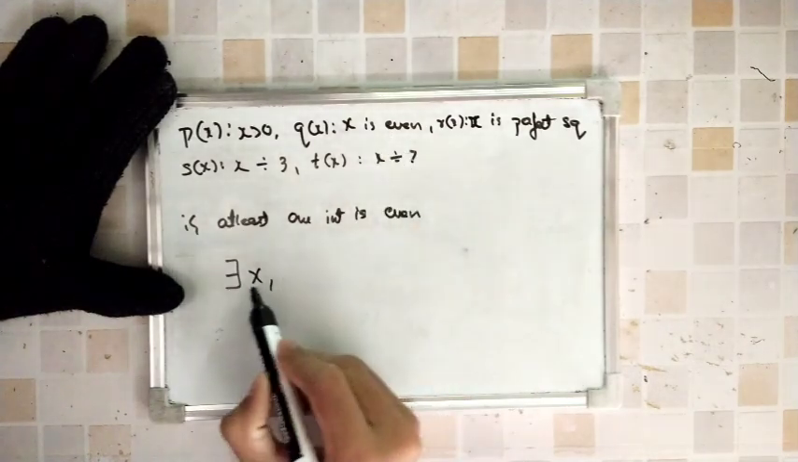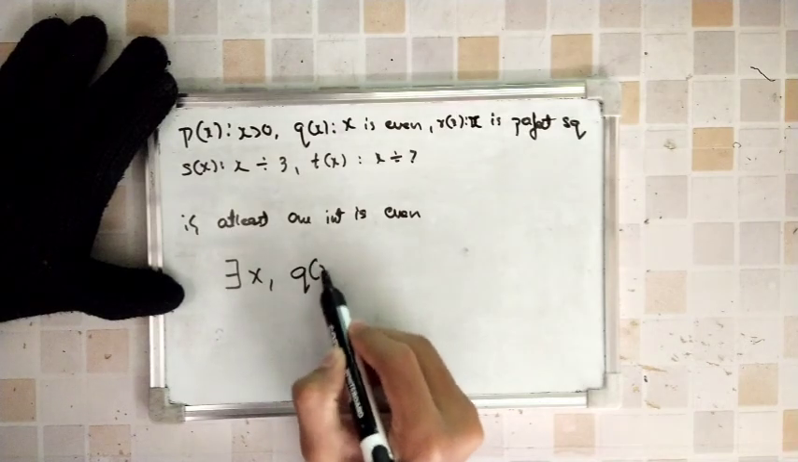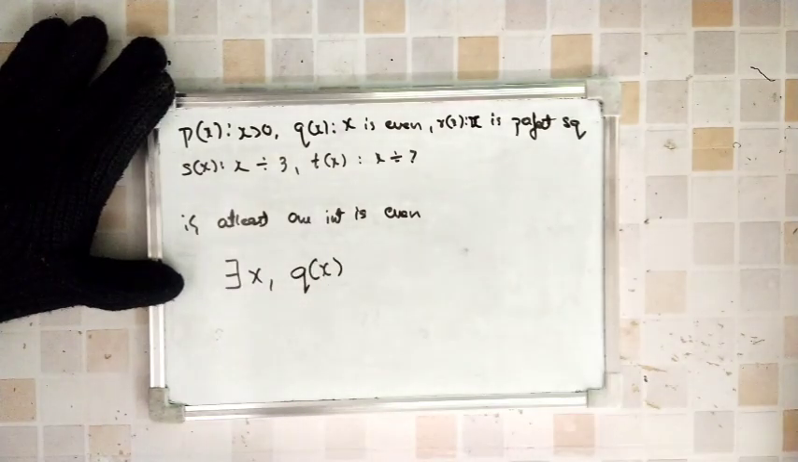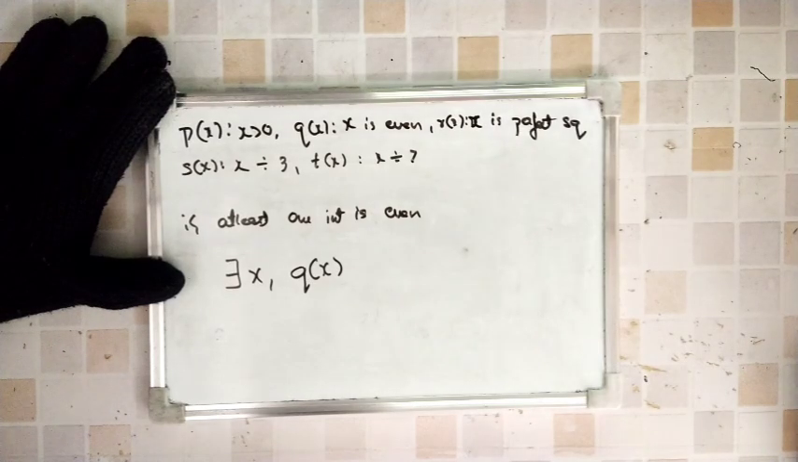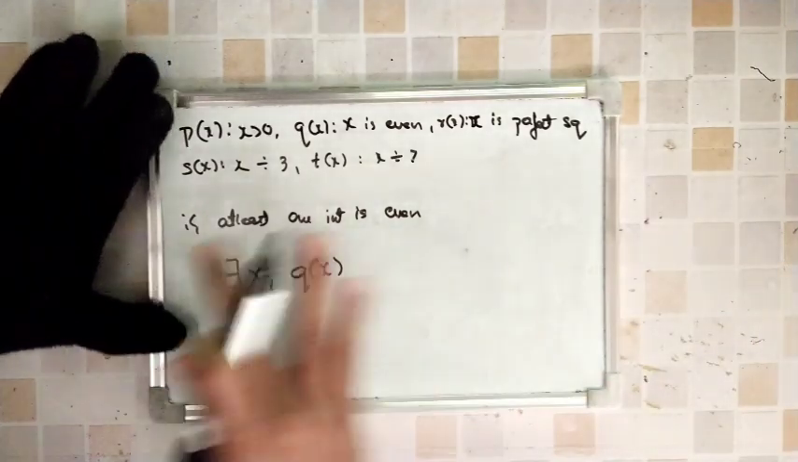So I will just write there exists x Q of x. This will be my answer for this first statement. Then let us move on to a second statement.